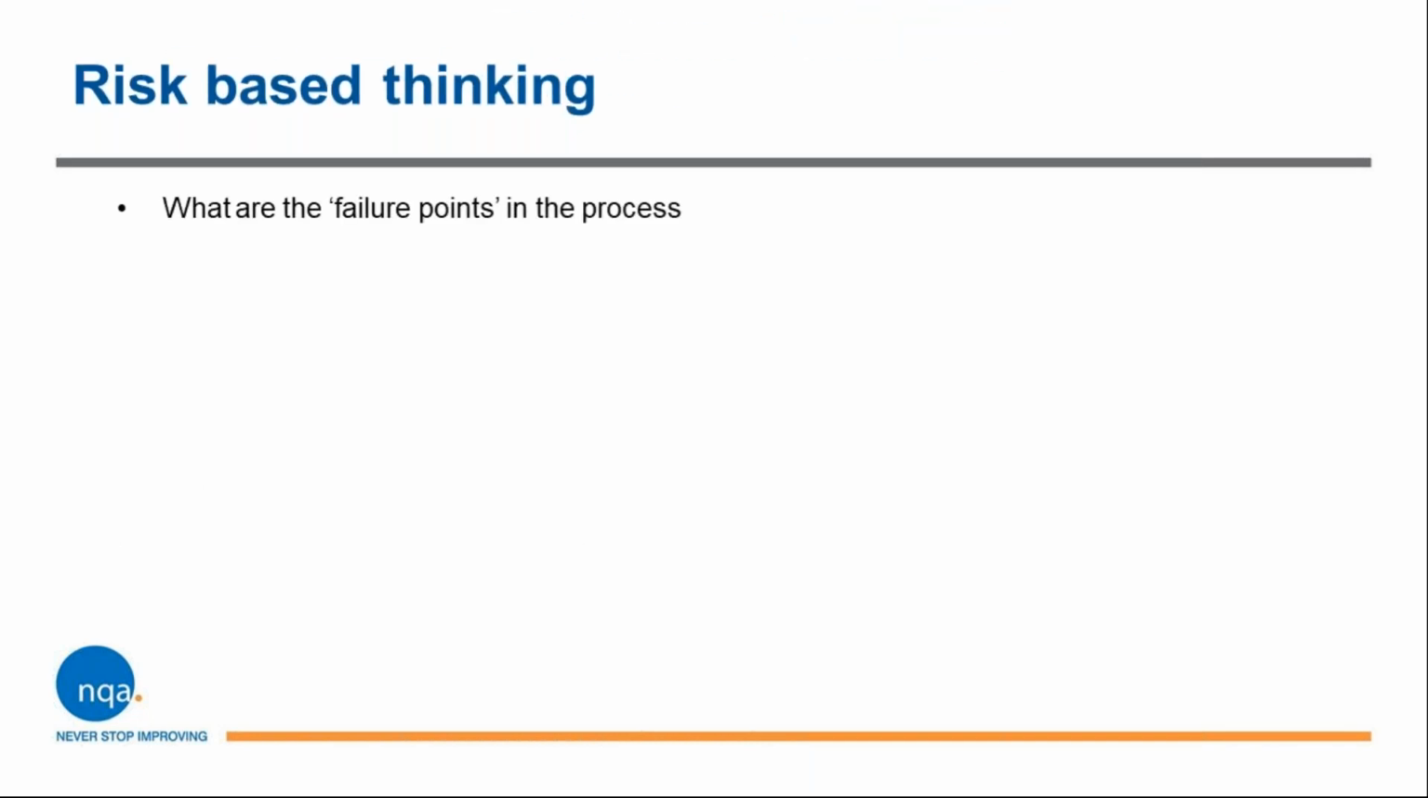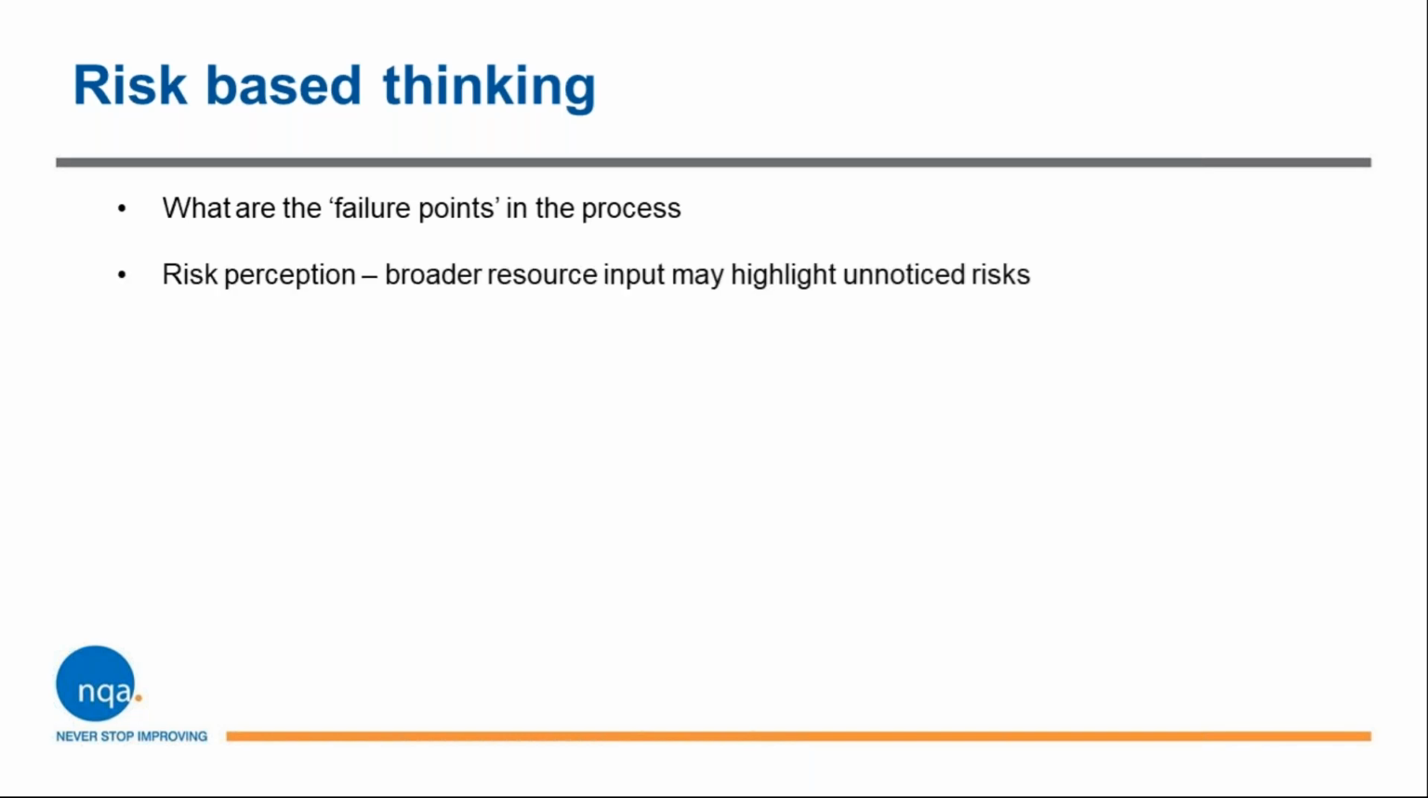Once you've established what the processes are, and they can be varied within an organisation, look at the failure points. Where can you trip over? What are the holes you can slow down, so to speak? And that will have associated risks that you can start to develop actions for.